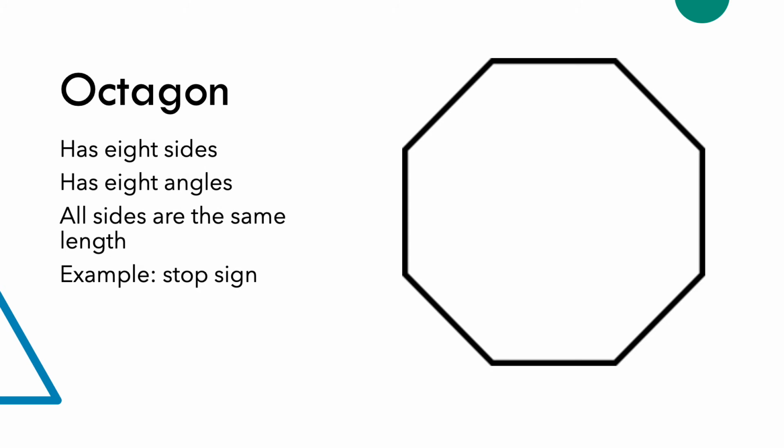Now let's talk about an octagon. Octagons have 8 sides, which again means the shape has 8 angles. All sides in an octagon are also the same length. A very common example of octagons in real life are stop signs.